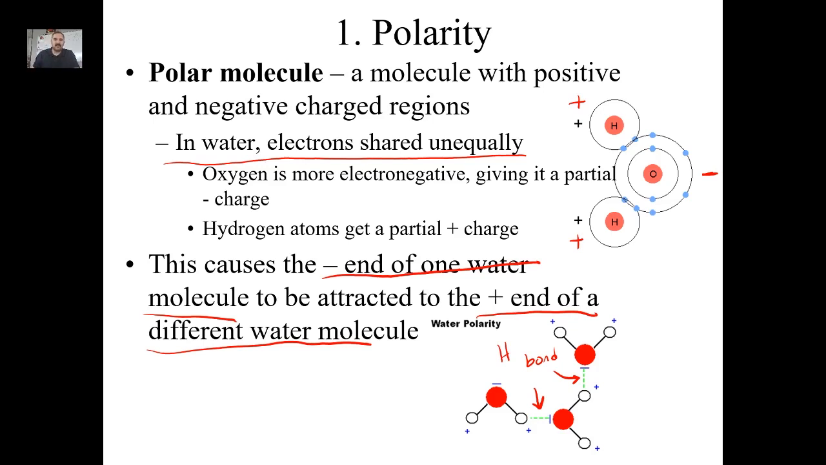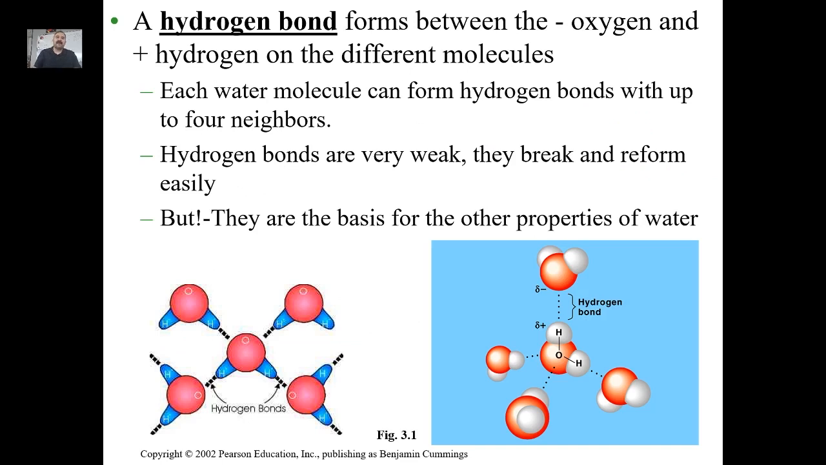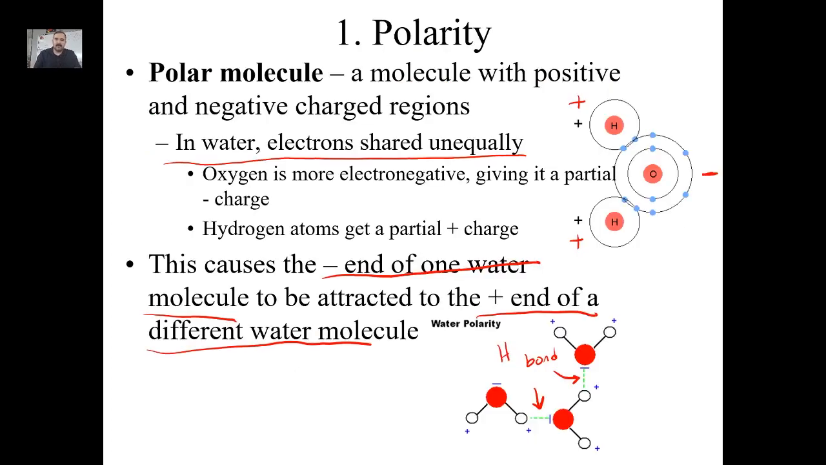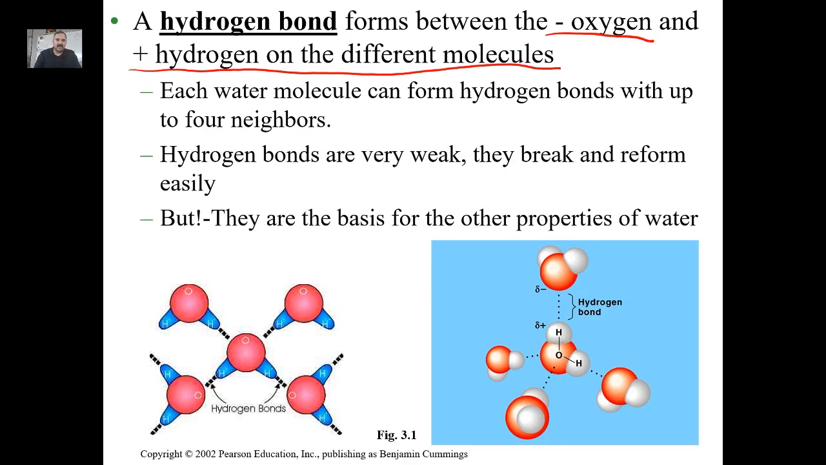And for those of you watching this video, feel free to pause because I am going to be going fairly rapidly. All right, so what is a hydrogen bond? A hydrogen bond is a bond between the negative oxygen and the positive hydrogen of different molecules. So the bond that's happening right here, that's the polar covalent bond. But this bond right here that's happening between separate water molecules, this is the hydrogen bond.